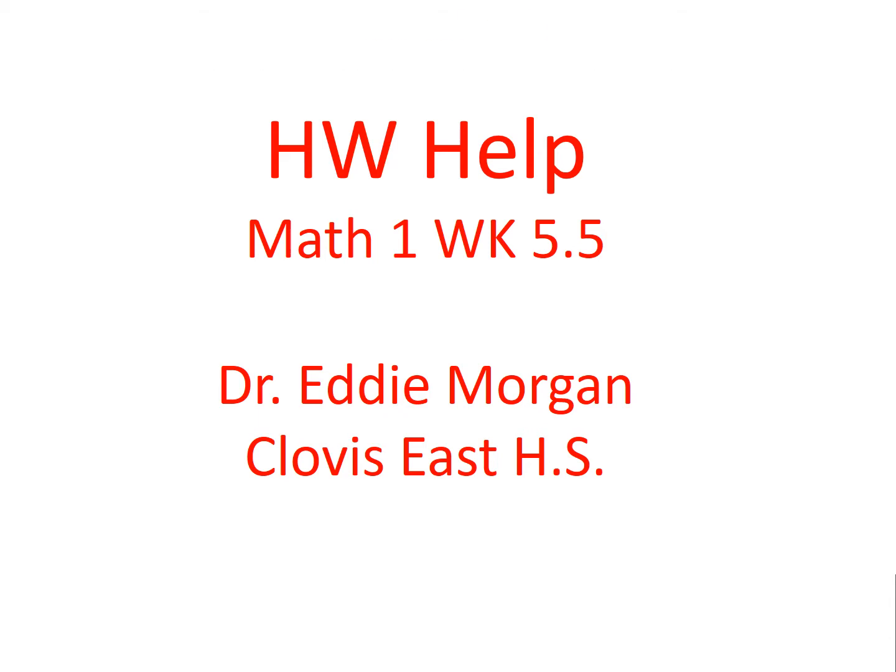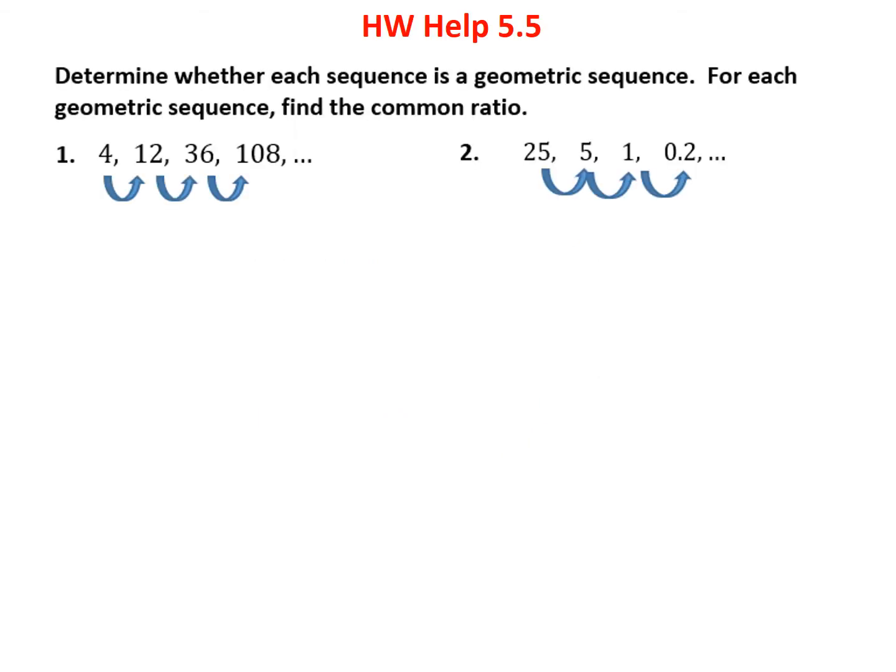Let's get started. The first set of problems asks us to determine whether each sequence is a geometric sequence. And then for each one of these geometric sequences, find the common ratio. To put this in perspective, we have to remember that when we were looking at linear equations, we also looked at what was called arithmetic sequences.